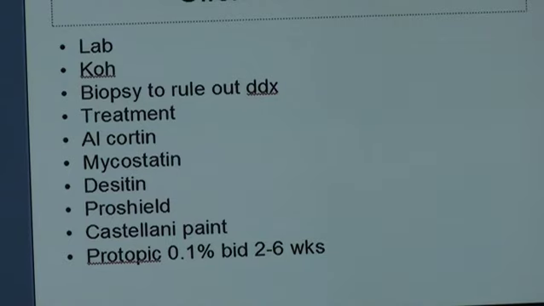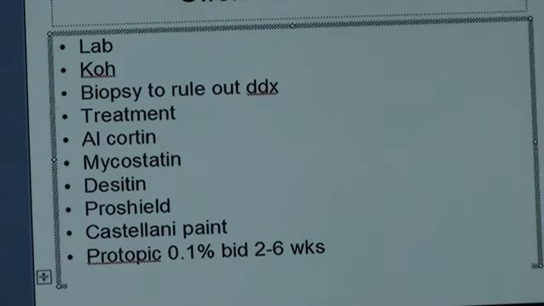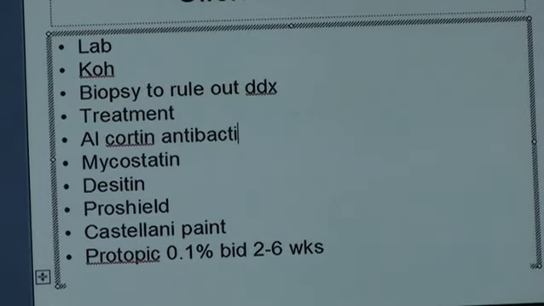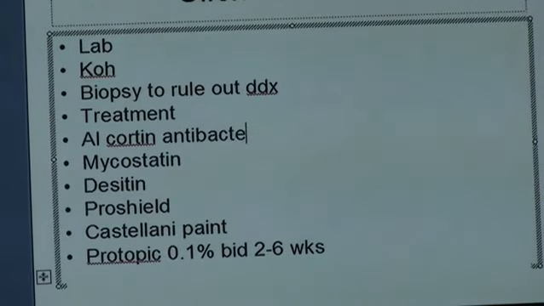Treatment, basically, I put Alcortin in here because I've seen 6 cases of this working so far, basically in the older population. It works very well, and it's like nystatin. What is it? Alcortin. But what's in it? Antibacterial, antifungal, and steroid combination. It's these 3 things.